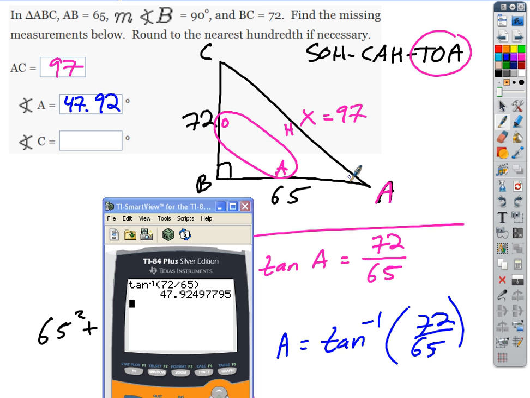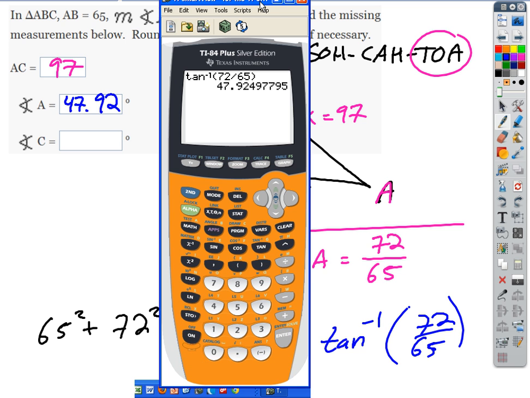Calculator. All I have to do is just take 90 minus that last number. Enter, and there it is, 42.08. Because that 5 pushes that 7. Does that make sense? The 5 after the 7 pushes the 7 up to an 8. So 42.08. And those two add to 90, so it works. Okay? Make sense? All right.